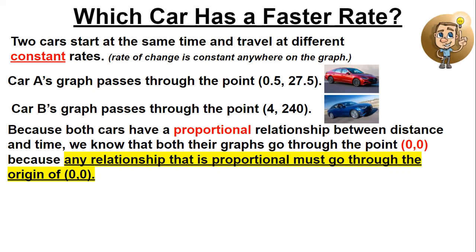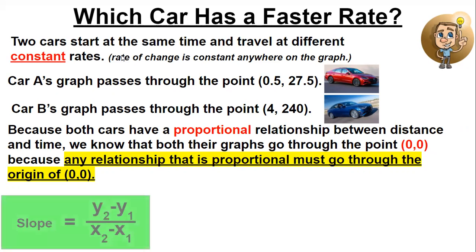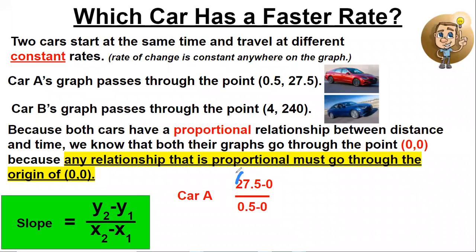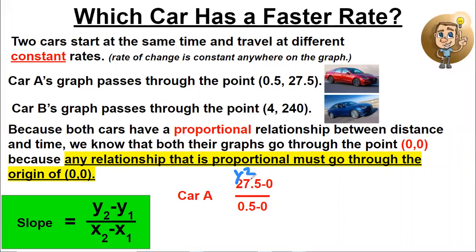A non-proportional relationship will not go through 0, 0. So the slope is equal to y2 minus y1 over x2 minus x1. Well, I've got 0, 0 as one of my points. So car A is 27.5 minus 0 over 0.5 minus 0. This is my y2 and this is my x2 because that was given to me in the problem.